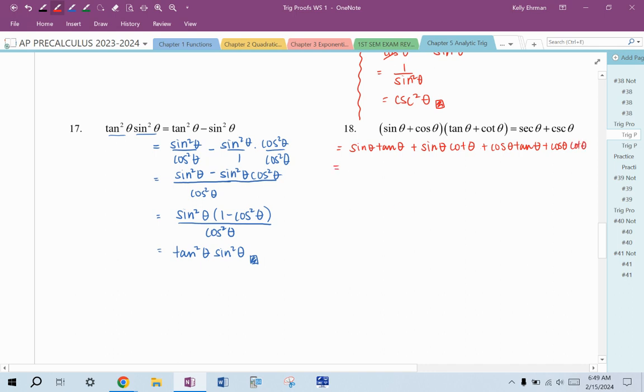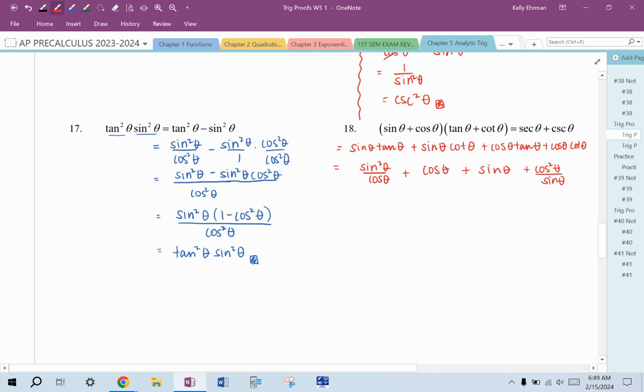And then let's look at sines and cosines. So tangent is sine over cosine, so this is going to be sine squared theta over cosine theta. I just did sine times sine to begin with. Sine theta times cosine over sine is just going to be plus cosine theta. Cosine times sine over cosine is going to be plus sine theta. Cosine times cosine over sine is going to be plus cosine squared theta over sine.